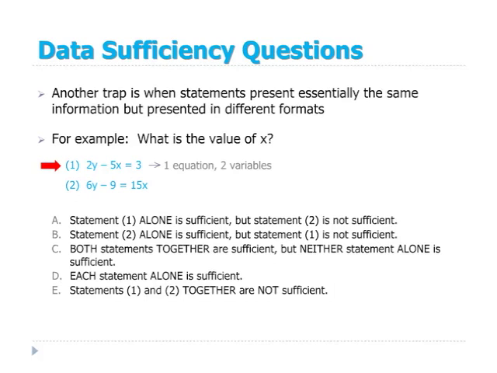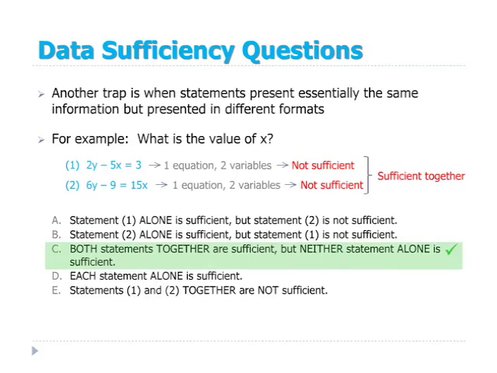Statement 1 provides one equation with two variables and is not sufficient. Statement 2 also provides one equation with two variables and is not sufficient. If we combine the two statements, we have two equations with two variables, and, as you may already know, a system of two equations with two variables can be solved by substitution or by combining the two equations, adding or subtracting, and therefore the correct answer should be C.